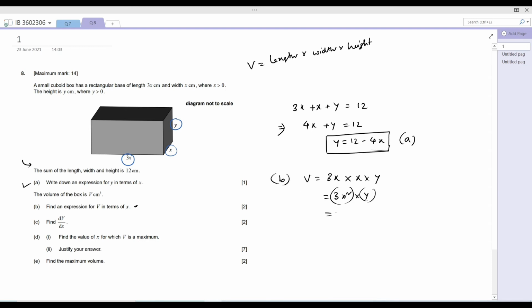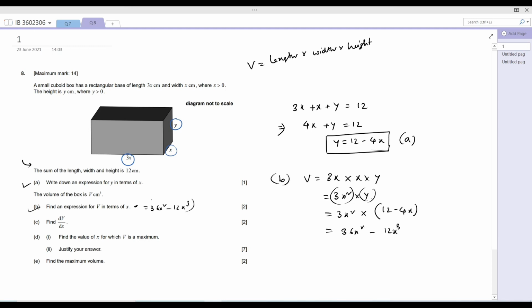Now for the B part, we need to replace y in terms of x, which we have already done in part A. So 3x square into 12 minus 4x. We just need to multiply this. So 36x square minus 12x cube. So this is the answer for B. Find an expression for V in terms of x. So V in terms of x is 36x square minus 12x cube.